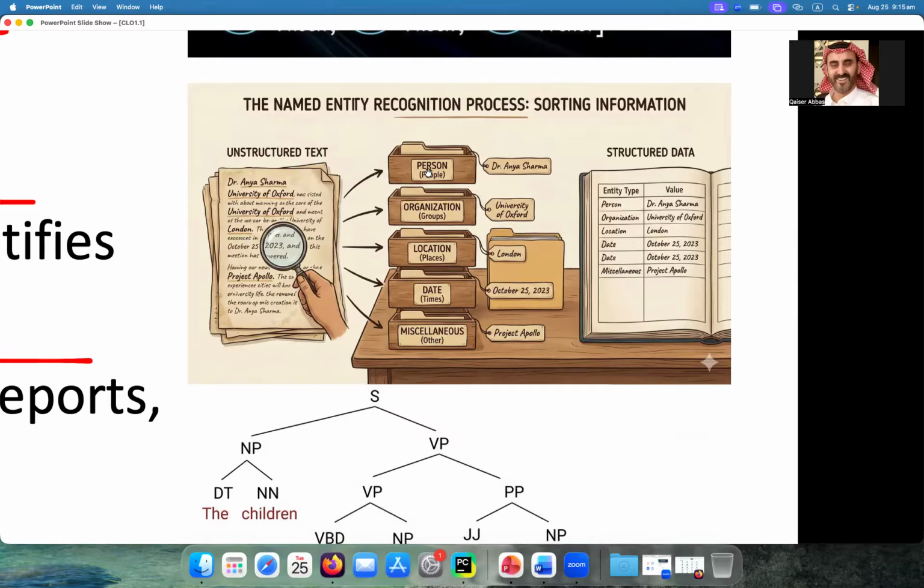So now your named entity recognizer, which is an application, recognizes these texts from the unstructured text and finally gives you structured data in the form of a table or whatever you want to say. Person this, organization this, location this, and so on. So it is keeping your data entity wise.